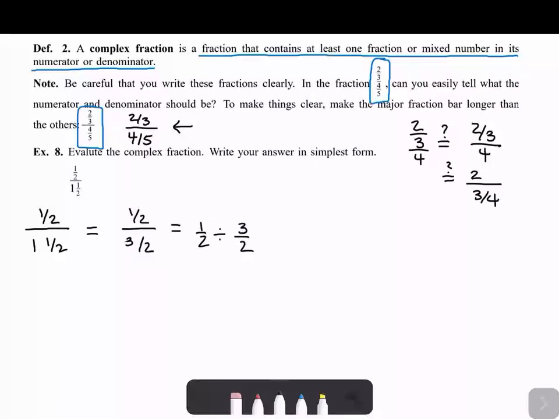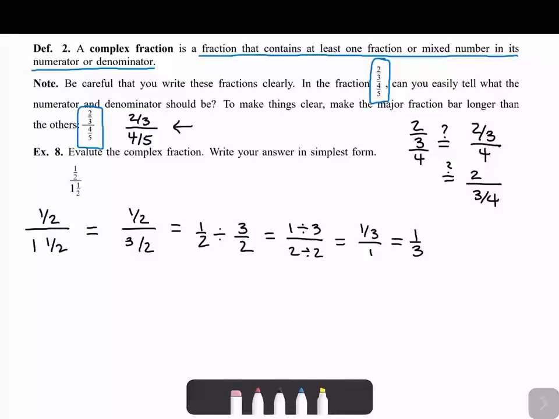I should probably write that intermediate step. This is just 1 divided by 3 over 2 divided by 2, which is 1/3 divided by 1, which is 1/3. So that's all you have to do for evaluating complex fractions: convert it to an improper fraction and then just do the division problem. And that's all you need to do to convert these.